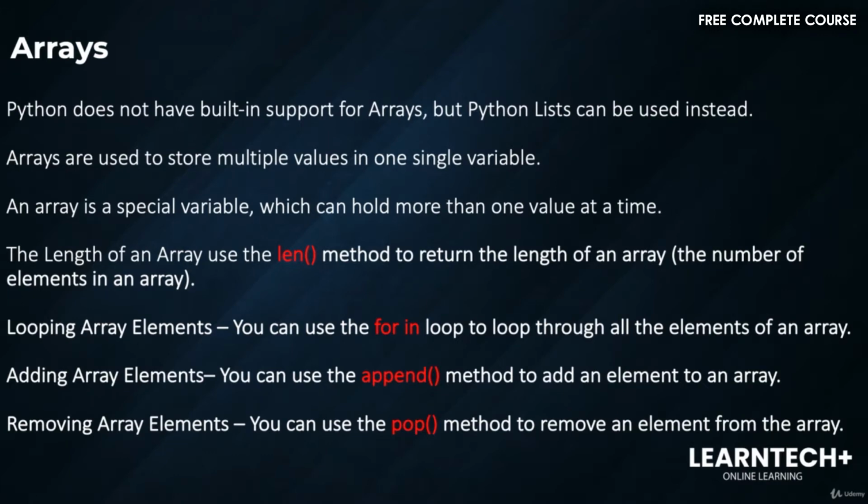Looping array elements: you can use the for in loop to loop through all the elements of an array. Adding array elements: you can use the append method to add an element to an array. And removing array elements: you can use the pop method to remove an element from an array. So now comes the fun part. Let's go create a notebook for arrays and dive into the code.